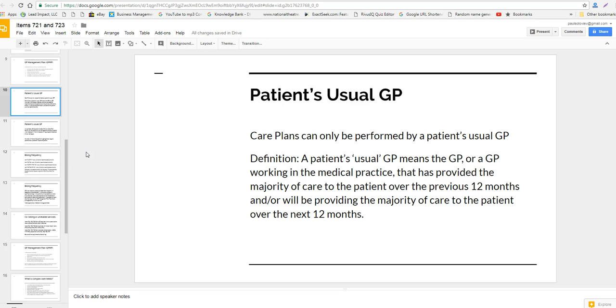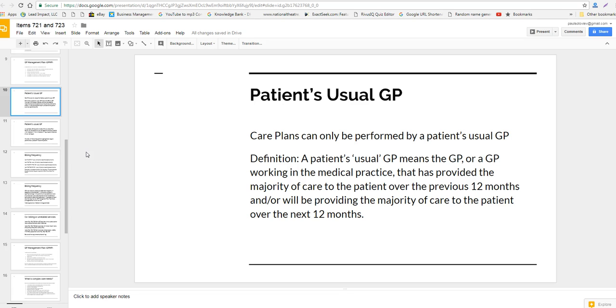Patient's usual GP. Care plans can only be performed by a patient's usual GP. Definition: a patient's usual GP means the GP, or a GP working in the medical practice, that has provided the majority of care to the patient over the previous 12 months and/or will be providing the majority of care to the patient over the next 12 months.